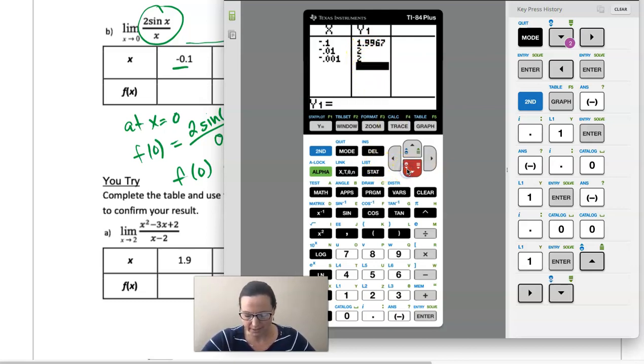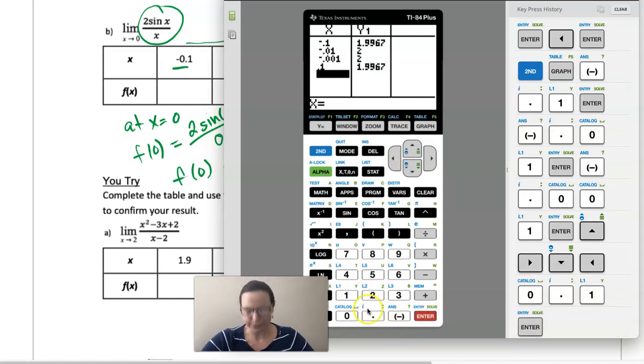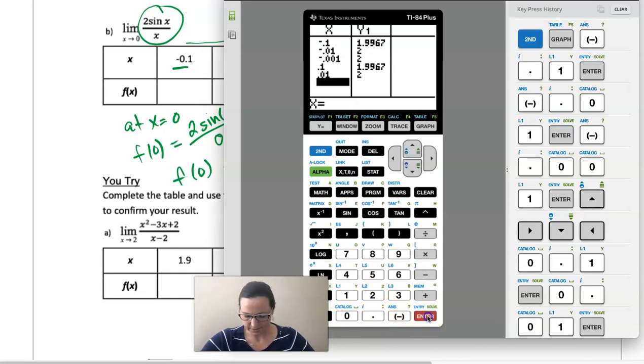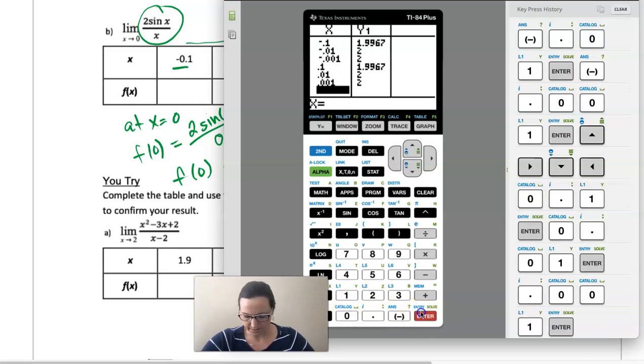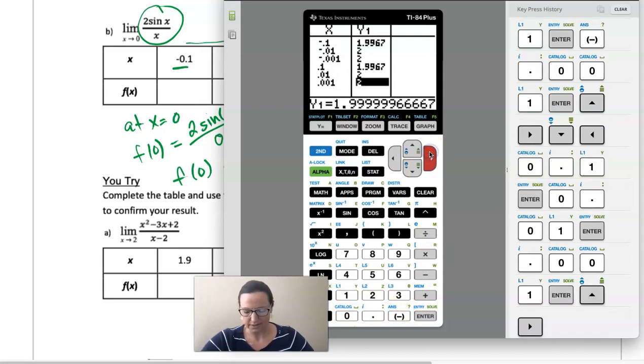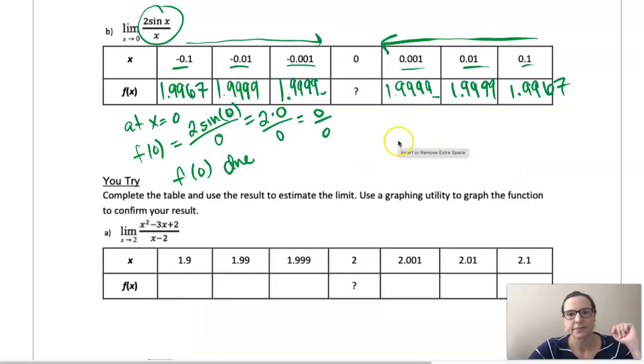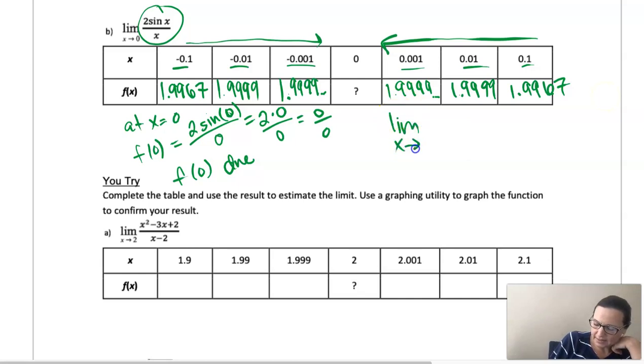Let's pop over to the right-hand side. We had 0.1 for that one. Pretty close to 2. And then 0.01 and then 0.001. Pretty close to 2, again not exactly 2. It's 1.99999, a bunch of 9s and some 6s, but very, very close to 2. So technically f of 0 doesn't exist, but the y values as x gets super close to 0 are super close to 2. They really want to go to 2. Be sure to record those values on your table on your note guide, and then we're going to say that our limit for this function as x approaches 0 is 2.